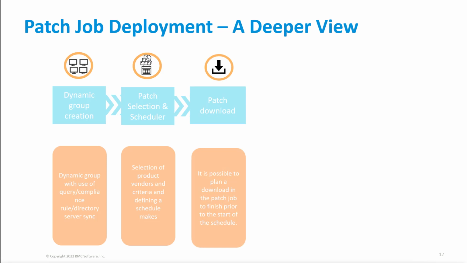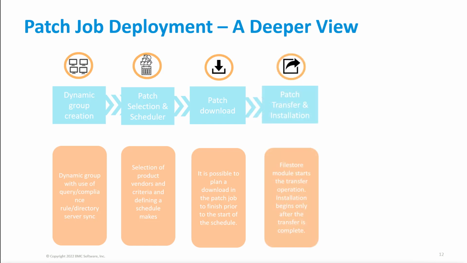The background procedure continues to be the same as patch group. The only difference is that patch job gives you the option of downloading patches either in advance of the schedule's beginning or after it has begun. After this, the patch transfer and installation begins.